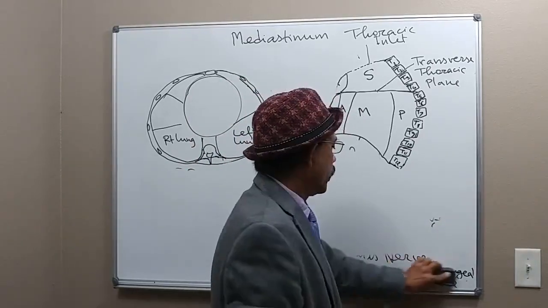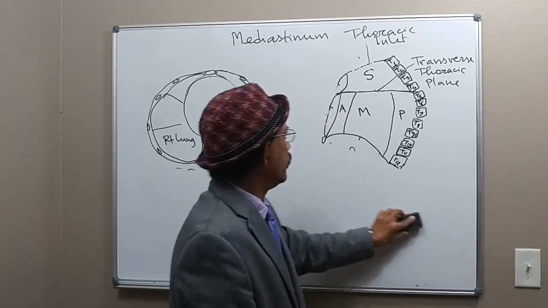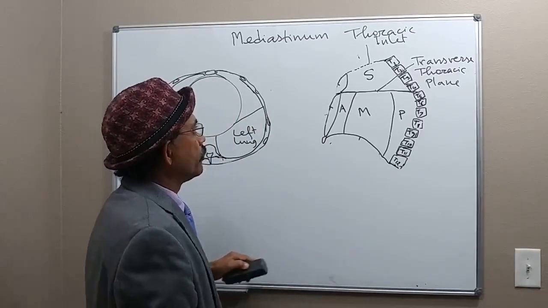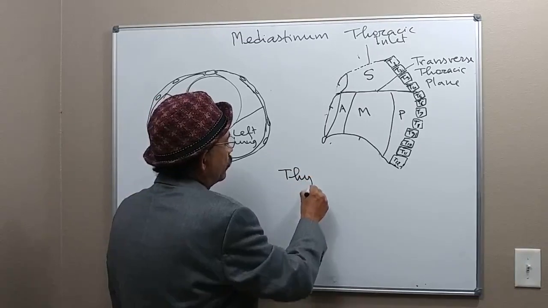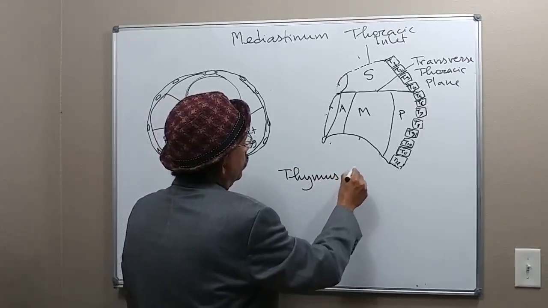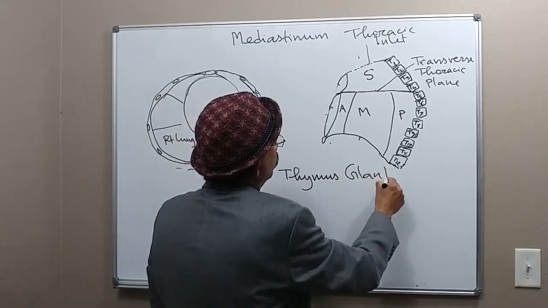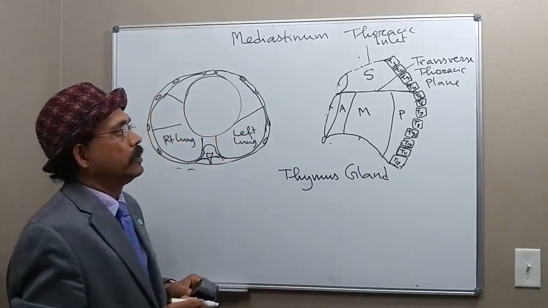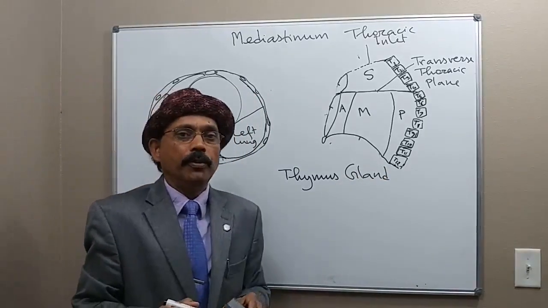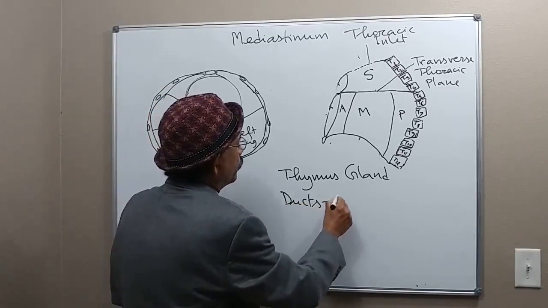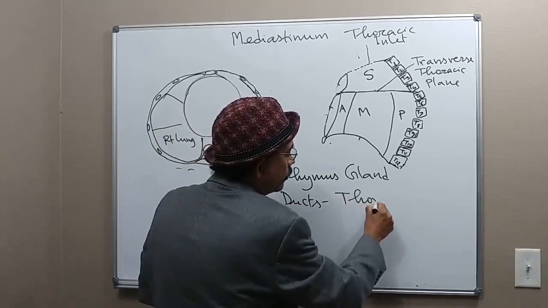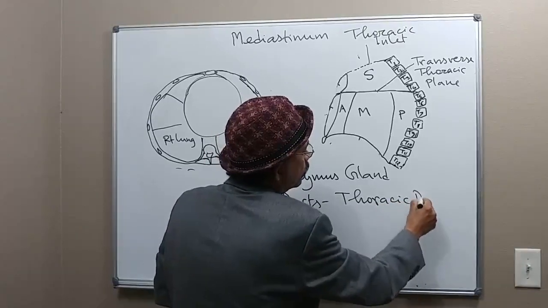What are the glands present in the superior mediastinum? Our gland is the thymus gland. Okay, thymus gland. The superior mediastinum also contains part of the thoracic duct.